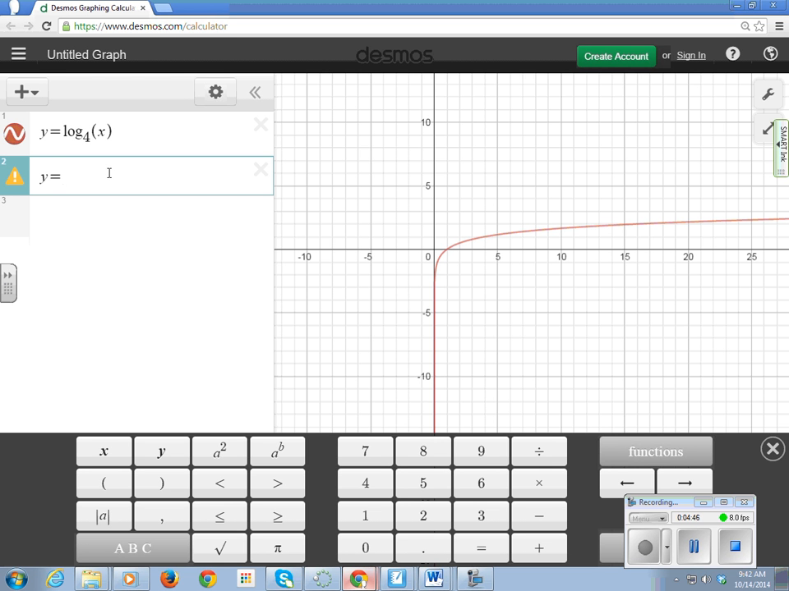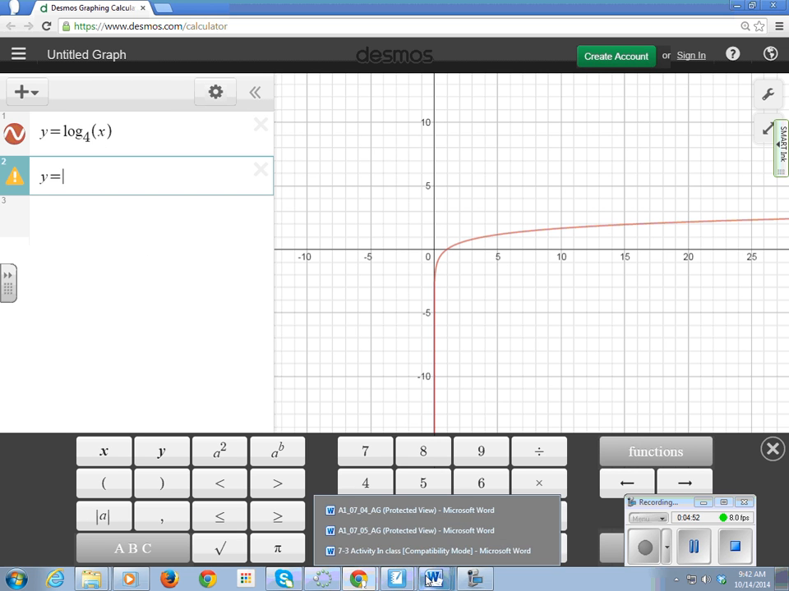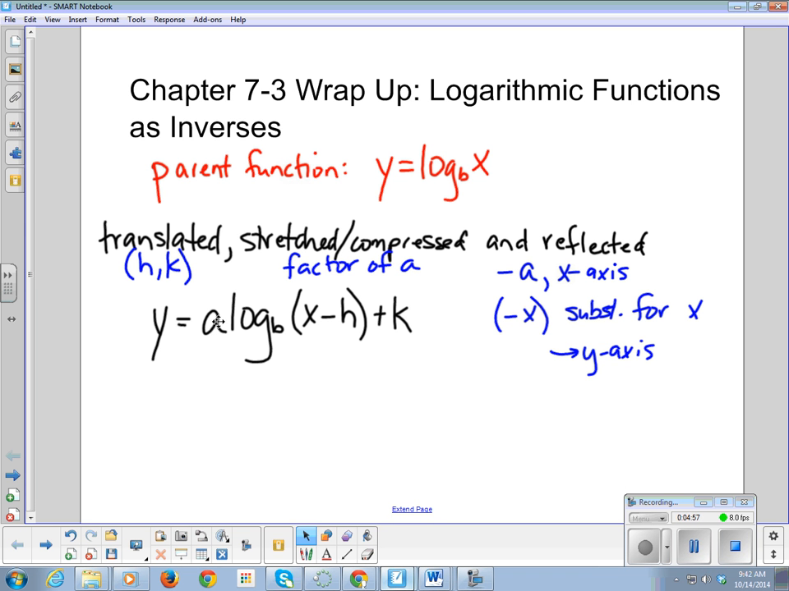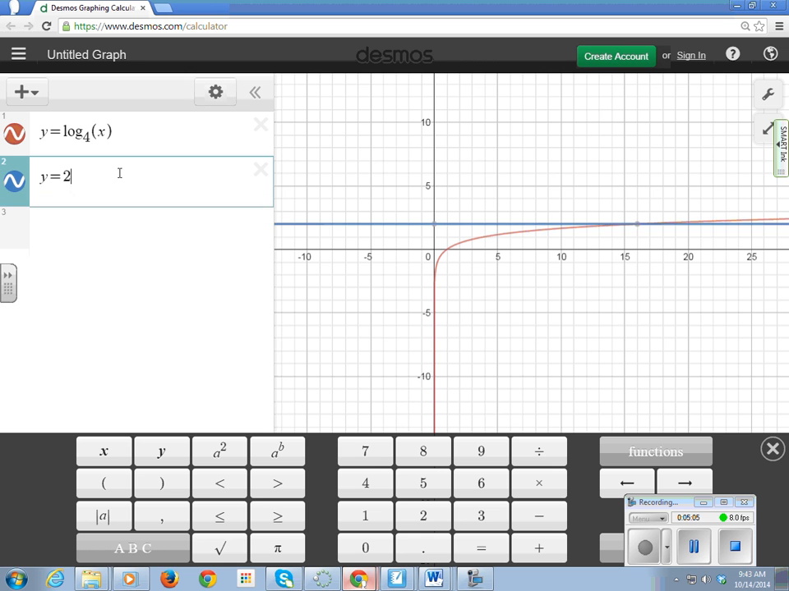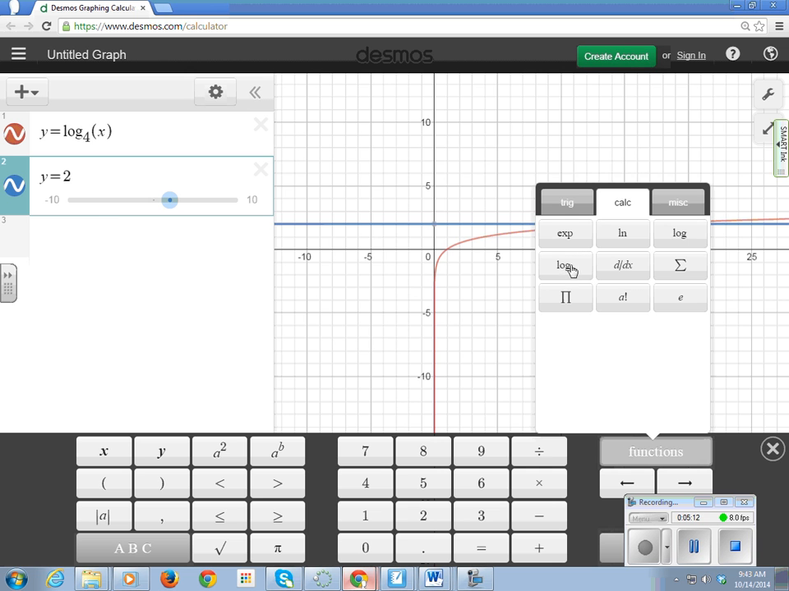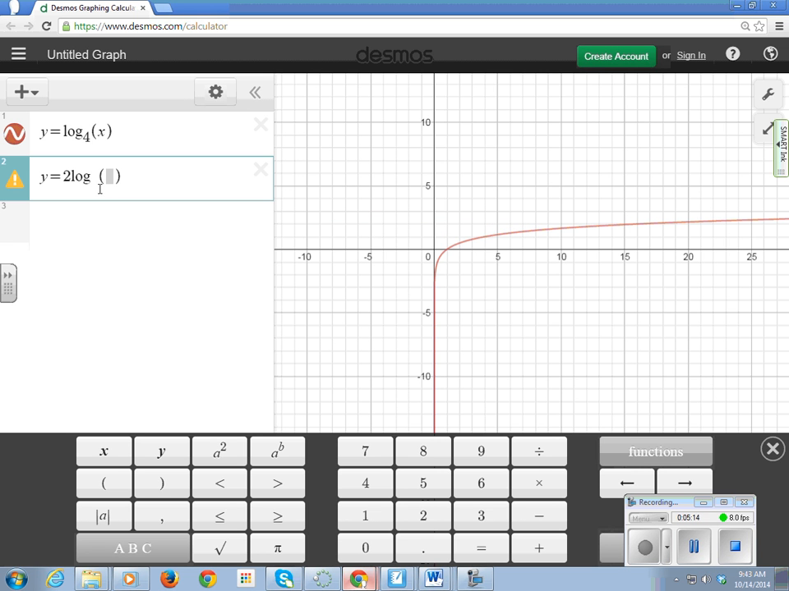Claire, let's pick a number for a. If you look at the parent, we got our parent function down. So what number are we going to put here? Just pick a number between 1 and 10. 2. So on Desmos, we're going to go 2, and we have to have the same base, log base 4.